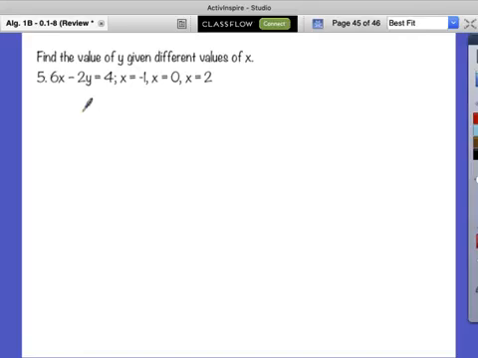So we ask ourselves our big picture question. What's our big picture question each time with these? What is happening with our variable? What's our variable we're trying to solve for? Well, y. What's happening with our variable y? Multiplied by -2 and subtracted from 6x. So what are we going to get rid of first? The 6x. How do we get rid of a positive 6x? Subtract 6x.